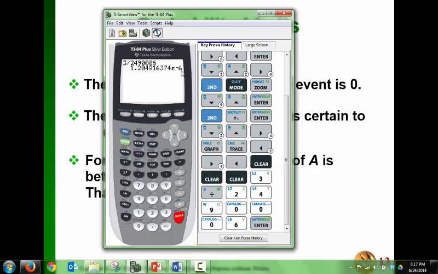And so this calculator has this e to the negative 6 there. You know what that means? Move the decimal point 6 to the left. And so that'll give you a number that's really, really, really small. That's close to 0. Okay?